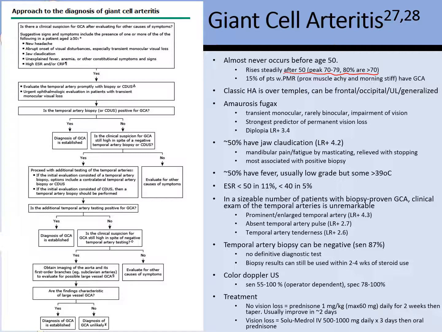15% of these patients have polymyalgia rheumatica, which is an inflammatory muscle disorder that causes proximal muscle pain and morning stiffness. This headache is classically over the temples, but can be elsewhere.